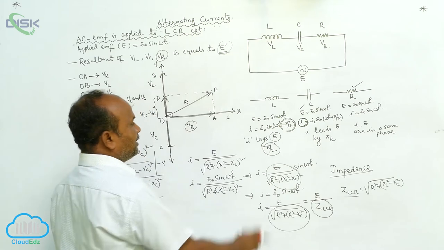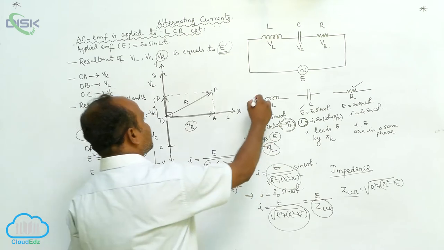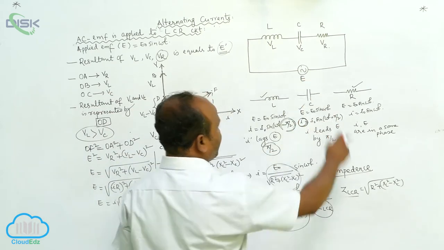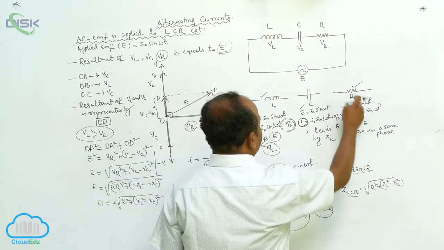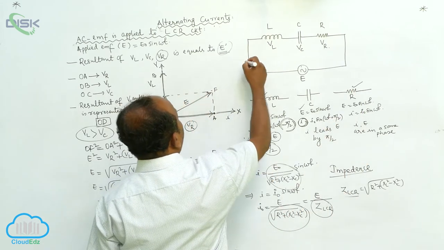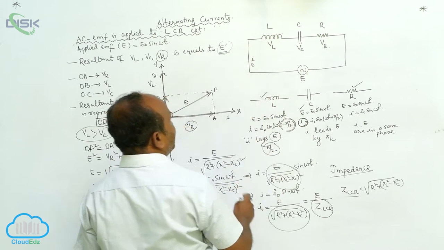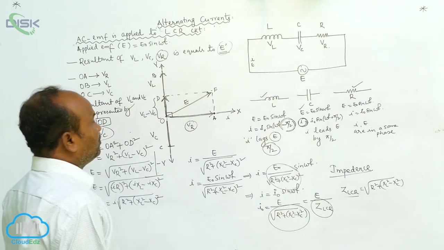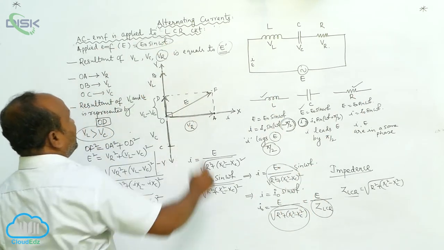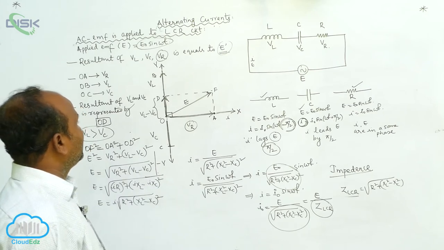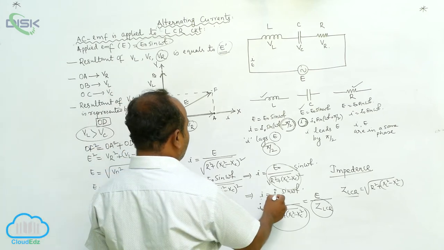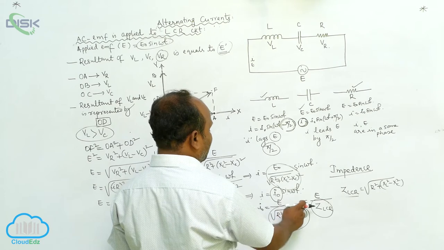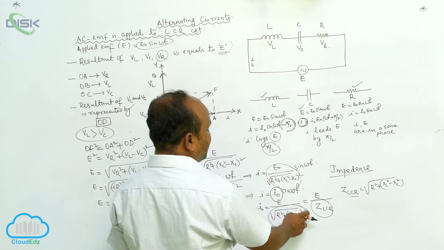Current is lagging behind E by 90 degrees only in the case of the inductor. Current is leading the voltage by 90 degrees only in the case of the capacitor. In the case of resistance, current and voltage are both in the same phase. In the case of the LCR circuit, what is the EMF? E is equal to E naught sin omega t. What is the current? Current is equal to I naught sin omega t. What is the maximum current? Maximum current is equal to E by square root of R square plus XL minus XC whole square.